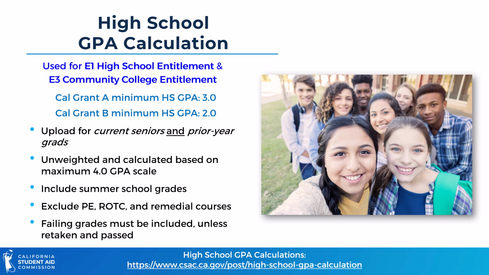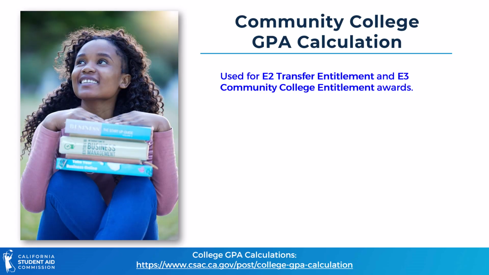You'd want to contact the Commission for assistance with deleting duplicate batch GPAs. To see the GPA calculation instructions, please follow the URL listed on this slide. Now, community college GPAs are submitted by community colleges before the March 2nd and the September 2nd deadlines. They are to be used for the E3 Community College Entitlement Award and for the E2 Transfer Entitlement Award consideration.